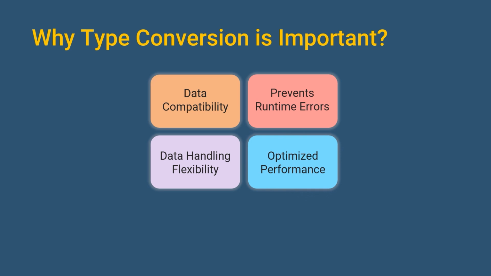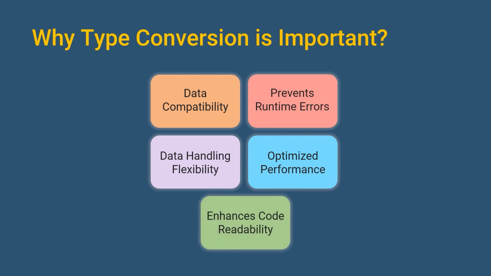Optimize performance. In some cases, type conversions can lead to performance improvements by allowing data to be processed in a more efficient format. For example, converting large integers to smaller types when they are known to fit within a certain range can optimize memory usage and processing speed.